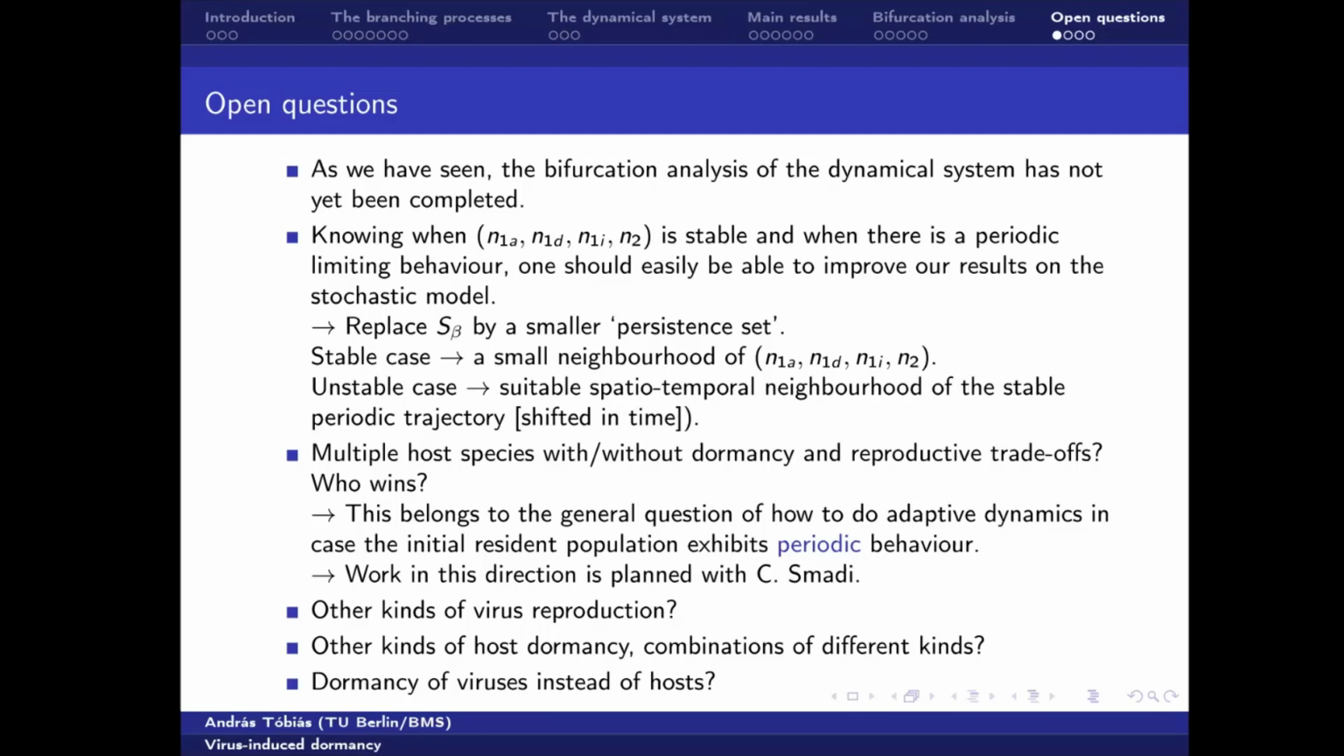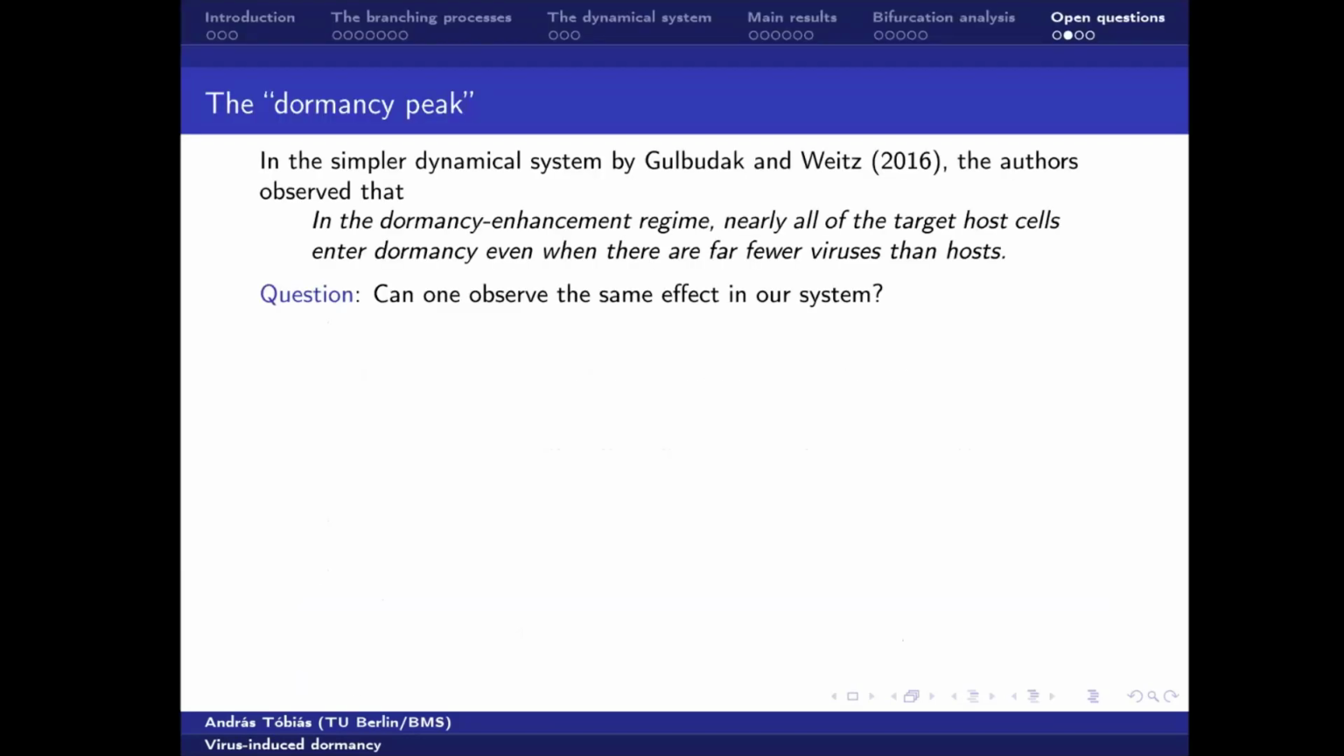Then other kinds of virus reproduction. So what happens if it's not lytic, but maybe chronic or lysogenic or anything else? And then other kinds of host dormancies are also interesting. So maybe you combine it with the competition-induced dormancy or anything else. And then dormancy of viruses instead of hosts. I think there's also evidence that that also happens in nature and in other situations, and that would also be interesting to study. And if I have 2 more minutes, then maybe 2 more pictures.